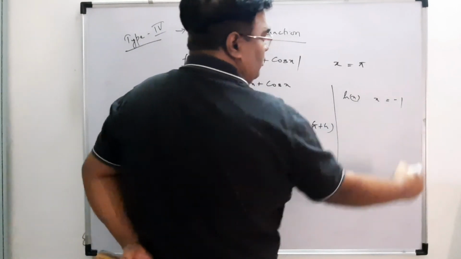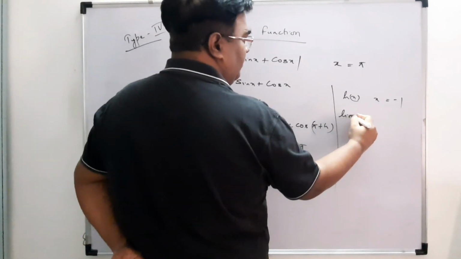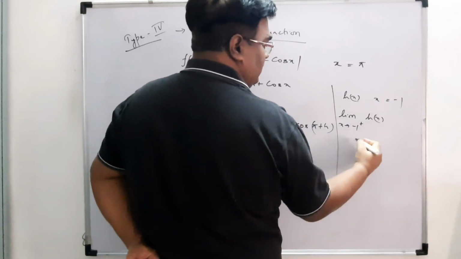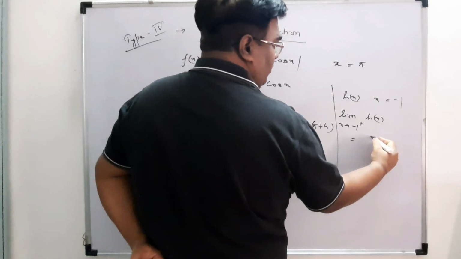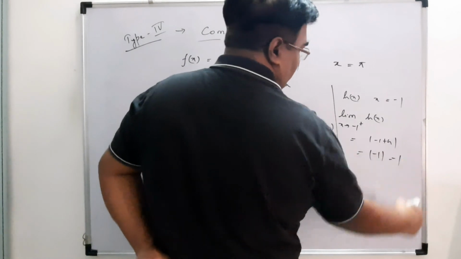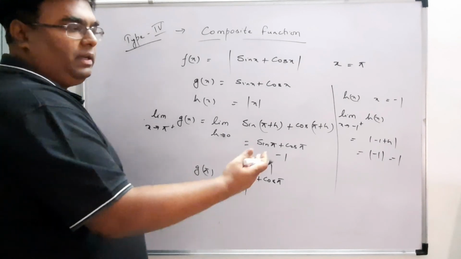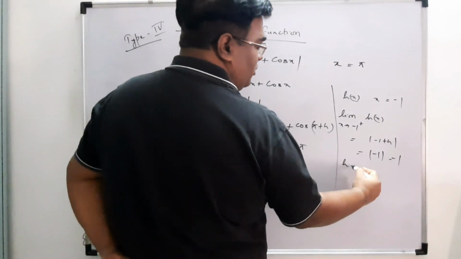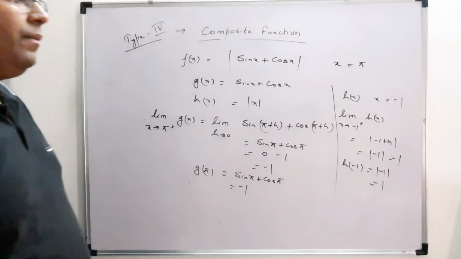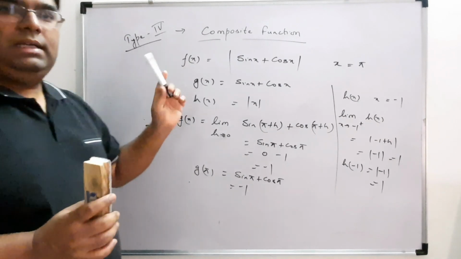so we have to prove h(x) is continuous at x equal to -1. So let us say the limit as x tends to -1 plus, your h(x) will be equal to what? Mod of -1 plus h, which is mod of -1, which is 1. Similarly, you can find -1 minus also, you will get 1 only, and your h(-1) is what? It is 1. So your h(x) is also continuous, hence my f(x) is continuous.